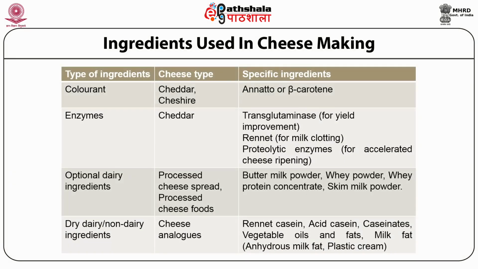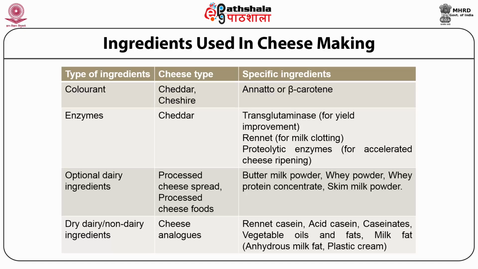Again, continuing with the ingredients in cheese making, the next ingredient is colorant. We can very well use the natural colorant, that is annatto or even beta carotene, to have yellow color in cheeses like cheddar and Cheshire. Next ingredient is enzymes.